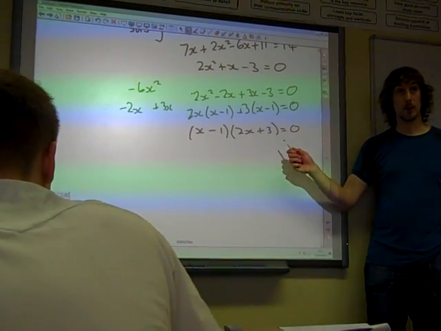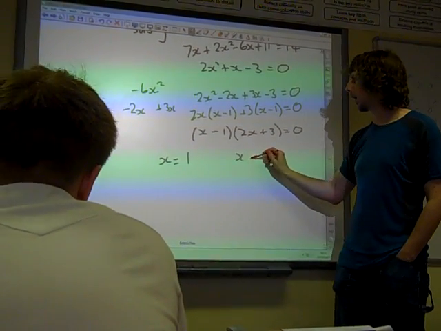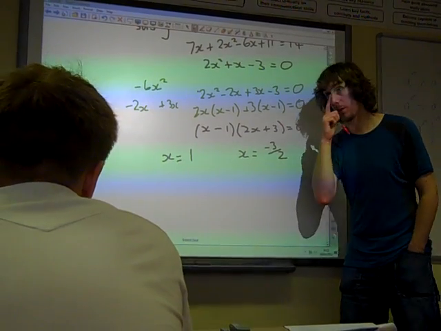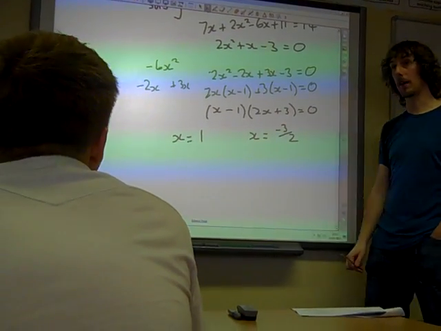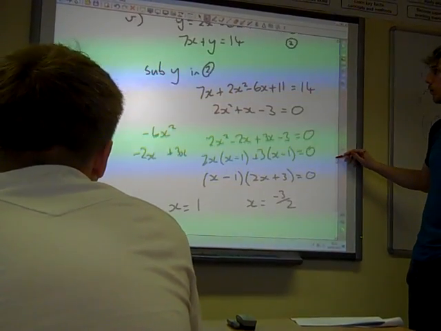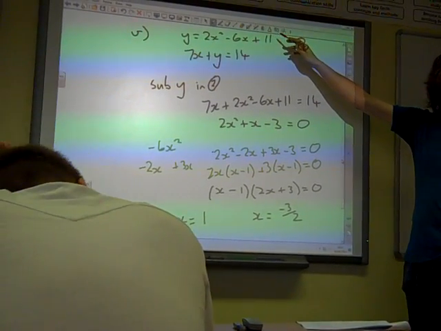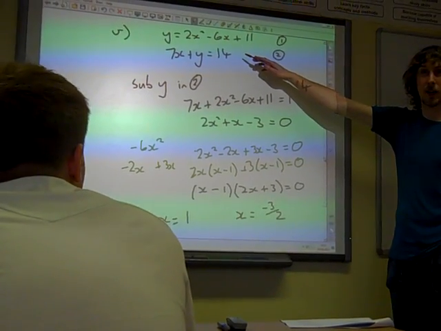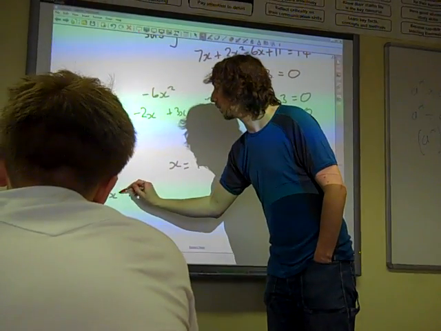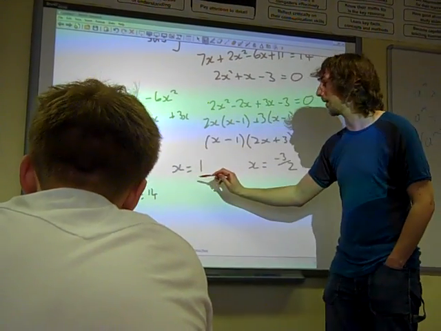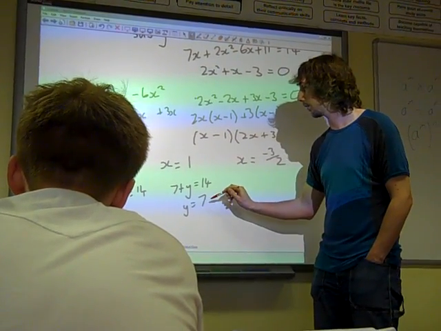We interpret this to say that we have 2 points of intersection when x is equal to 1 and when x is minus 3 over 2. And we're not quite finished because we really need to know the y value that goes with them. We've got a few choices. We can sub it back into that equation with the squared terms, but actually it feels to me like that's going to be easier to look at. 7x plus y is 14. So that would tell me that 7 plus y is 14, so y is 7.